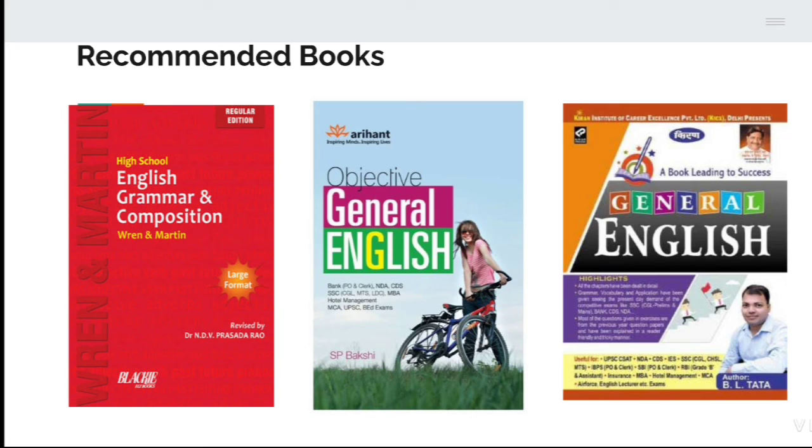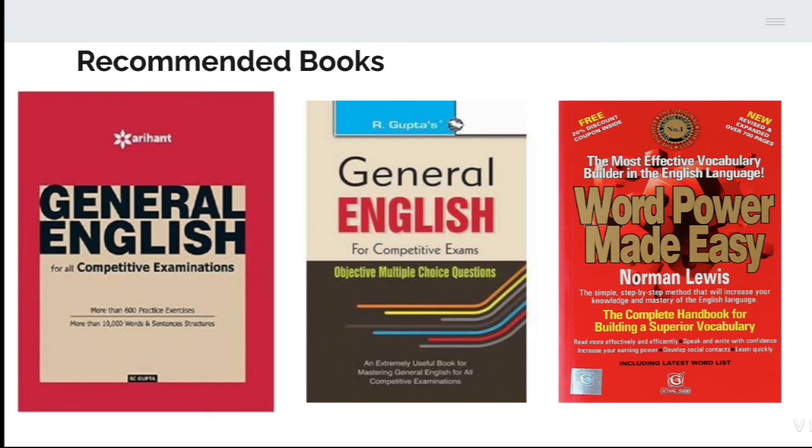And Arihant's Objective General English, you might buy that book. Kiran's General English, this is another book which is very good. And General English by Arihant for competitive examinations. R. Gupta's General English and Word Power Made Easy. This book by Norman Lewis is very qualitative, I must say. So you can go through these books.